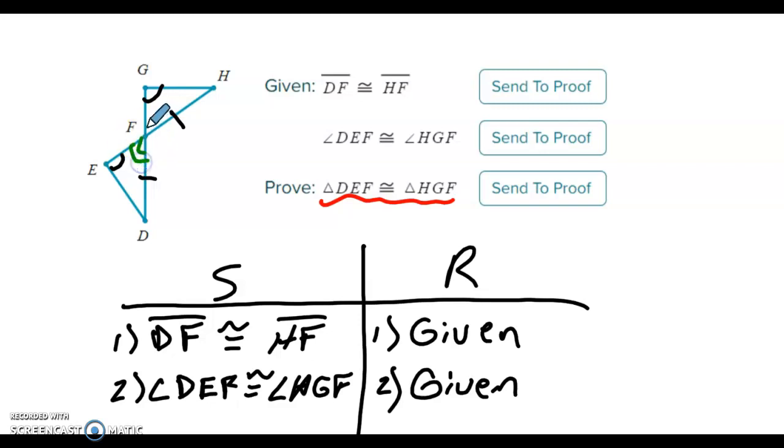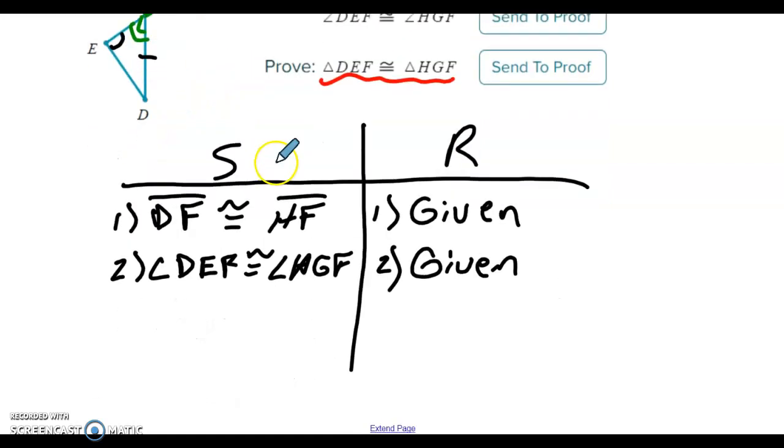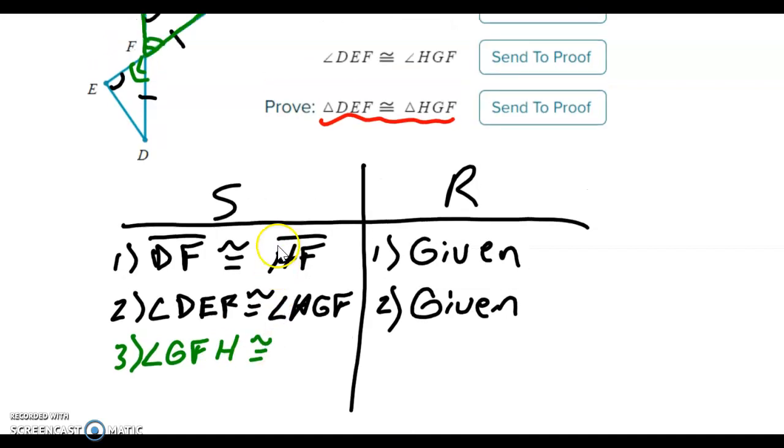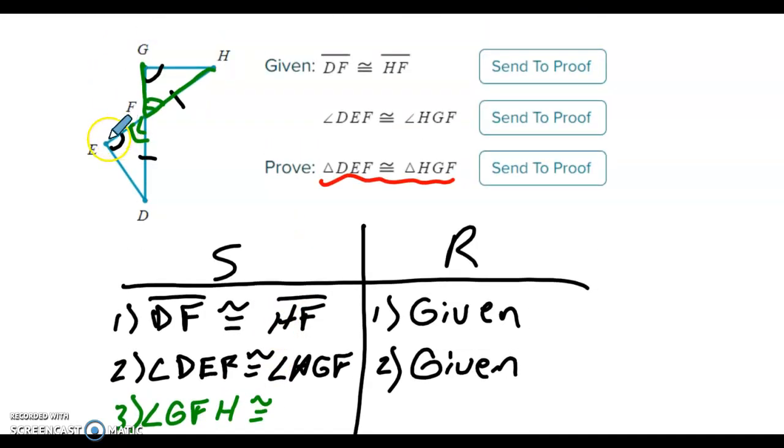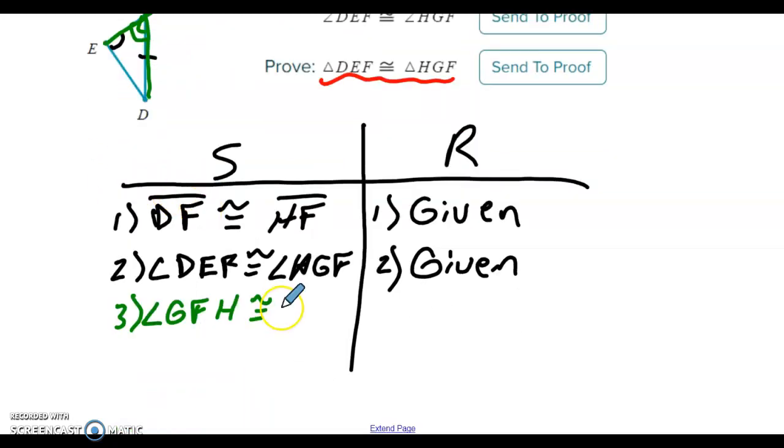Well, they've got two vertical angles. We know every time those vertical angles are going to be congruent. So right now we can say that, let's name that one angle, GFH is congruent, and then we've got to name this in the corresponding manner. So EFD, and that is because they are vertical angles, and that would be the reason on Alex as well.